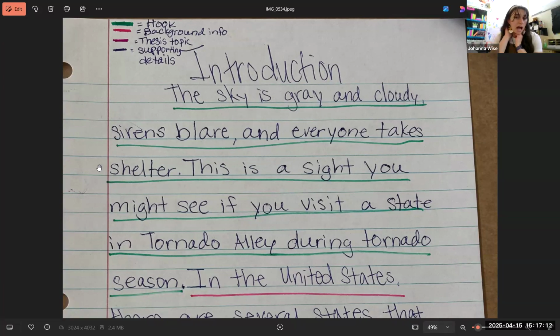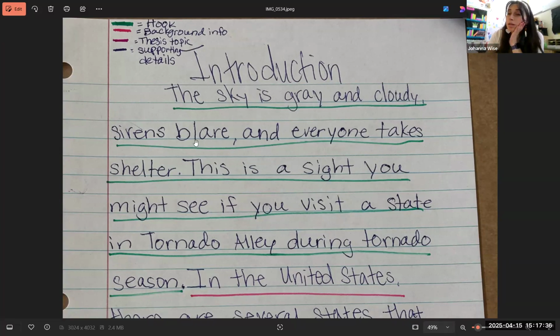So notice I described the setting. I said the sky is gray and cloudy. If I was to close my eyes, I can visualize a sky that is gray and there's a lot of clouds. Then I said sirens blare. In states that have a lot of tornadoes, they have sirens that warn you that a tornado is coming and you need to go take shelter.